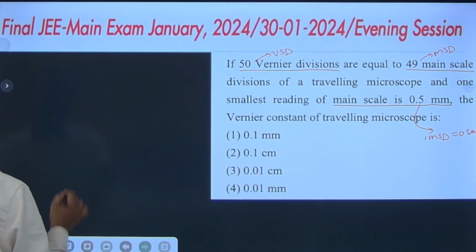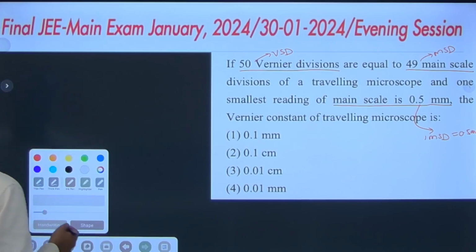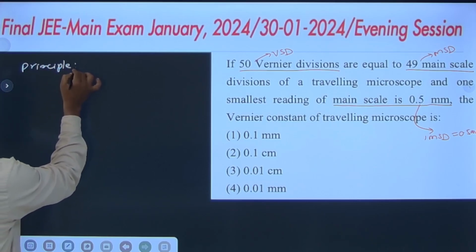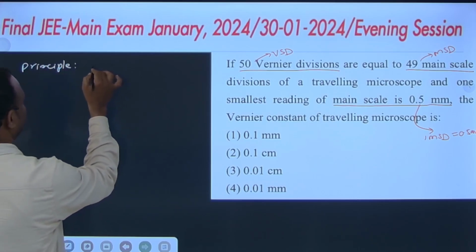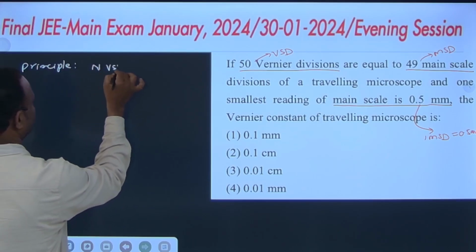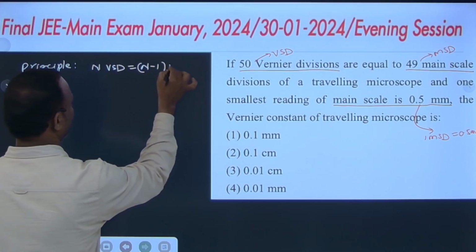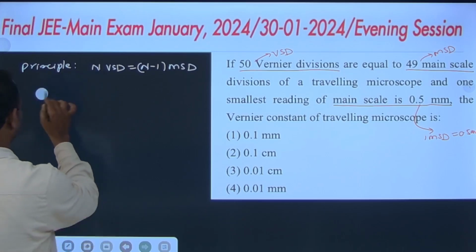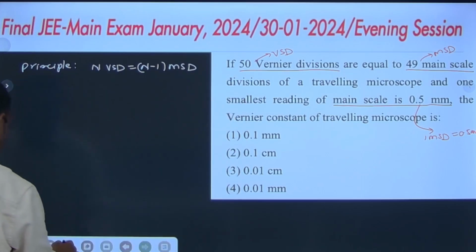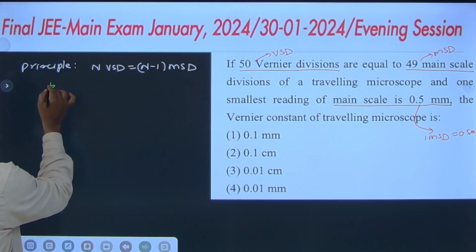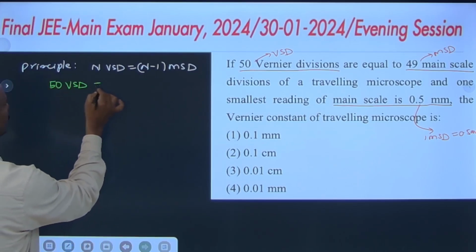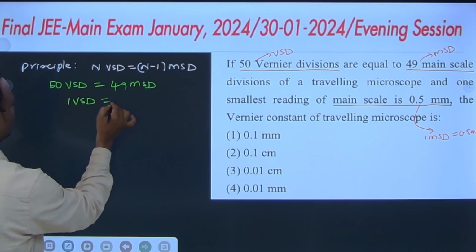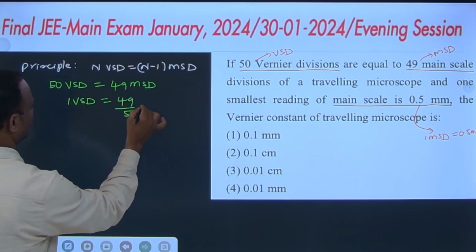Now, we should know the principle behind this, the principle of Vernier calipers. The principle is N VSD is equal to N minus 1 MSD. How many Vernier scale divisions? 50. So 50 VSD is equal to 49 MSD. 1 VSD is equal to 49 by 50 MSD.